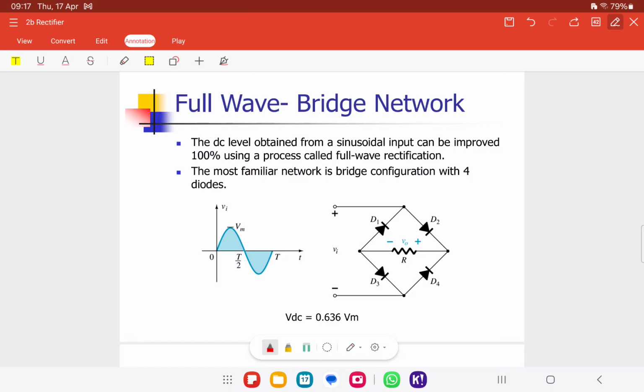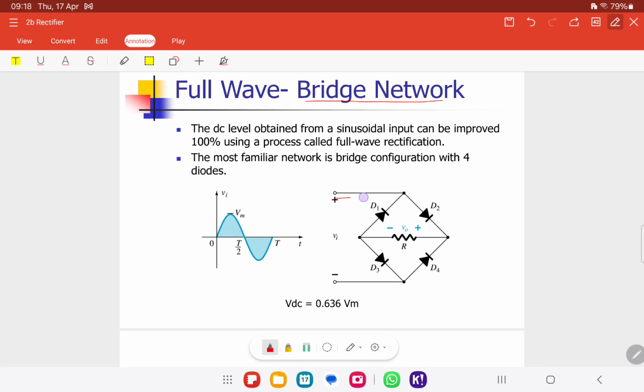Alright, the first one is the full wave bridge network. For the bridge network, in this circuit, we have 4 diodes, but only 2 diodes will be on for one loop. Where will the current pass? It goes in here, D2 goes here, then D3 and out here. That is for one cycle.